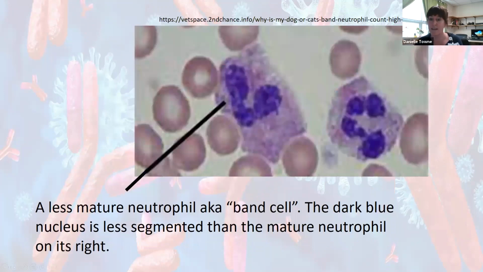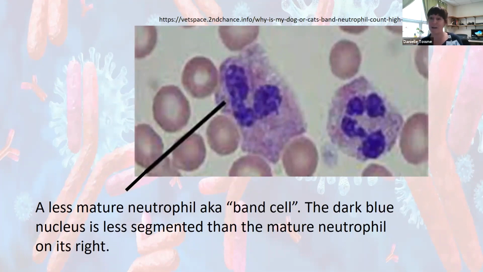Another thing that we can see when we run a CBC are bands. Bands are immature neutrophils, that type of white blood cell that we talked about in that last slide, right? And neutrophils are something that you would see in a patient that's having an infection. So bands are a cell that get released after injury or inflammation, so it tells you that there's an inflammatory process occurring.